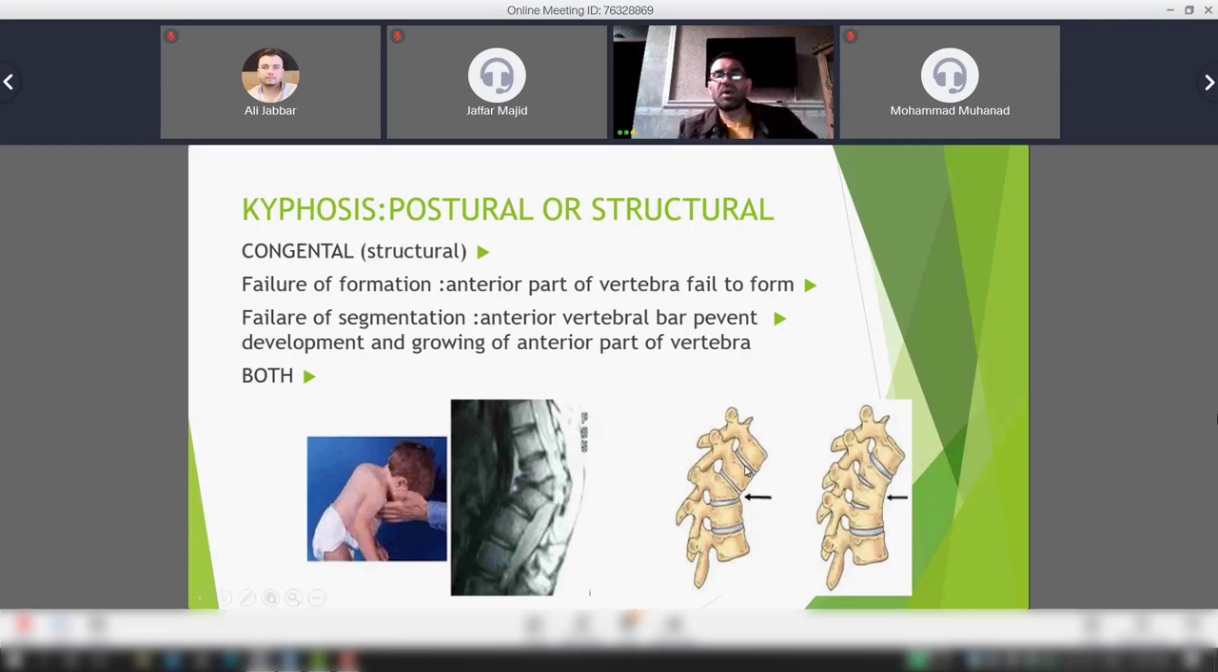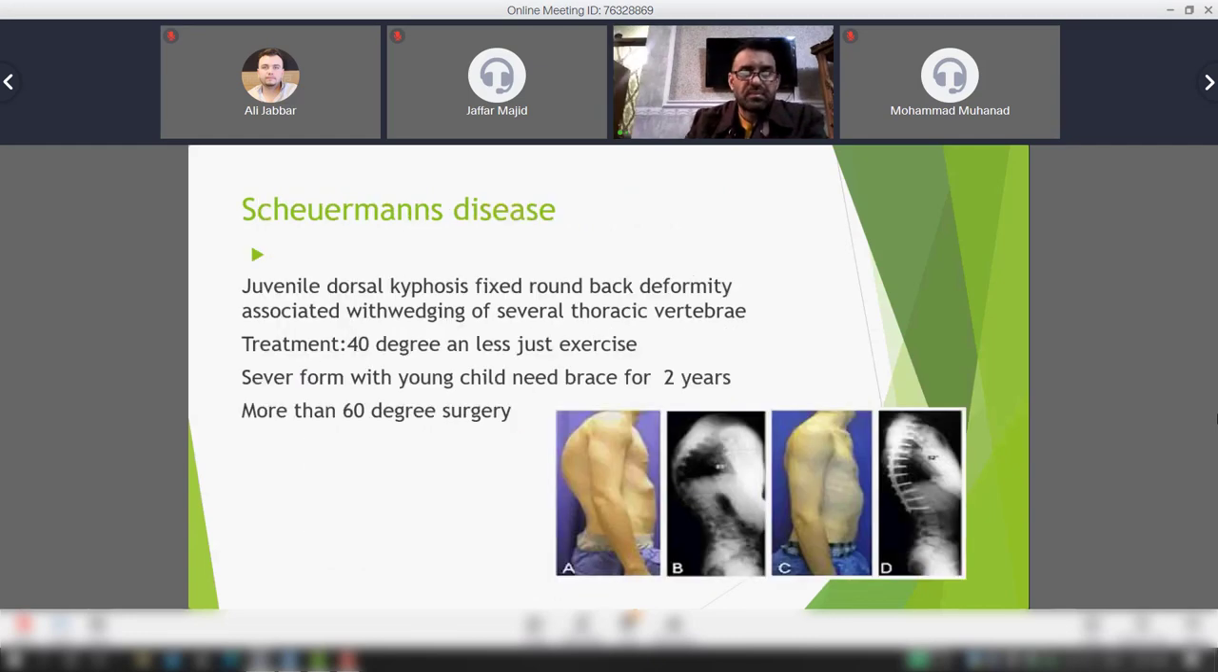In the pictures it is clear that the vertebra here is missing the anterior part, or here there is fusion between vertebral parts. Same as scoliosis: if the fusion is on the lateral side it becomes scoliosis, if the fusion is on the anterior side it becomes kyphosis. The same applies to segmentation. There are two types, failure of segmentation and failure of formation, which apply to the anterior part or lateral part. And this is the kyphosis. Sometimes it is both.